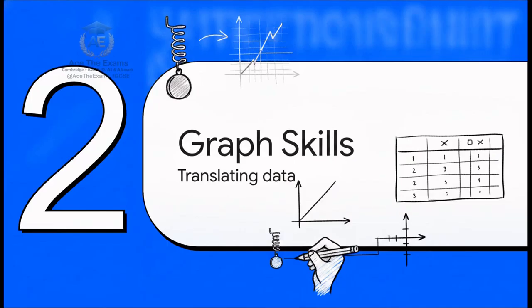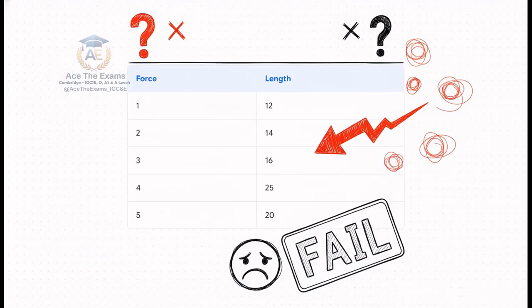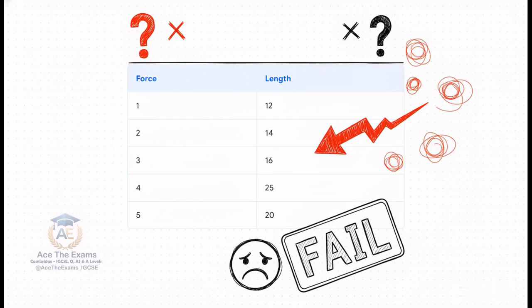Section 7, Hooke's law graph skills, because knowing the definition is really only half the battle. Okay, I want you to look really closely at this data table and try to spot the painful learner mistakes. See the column headers? They just say force and length. There are no newtons, there are no millimeters. That is an instant mark lost right there.